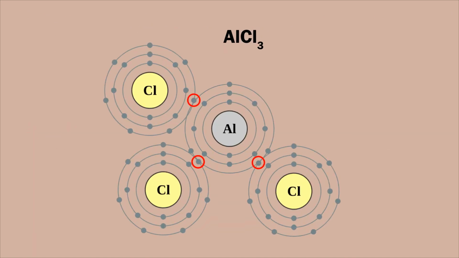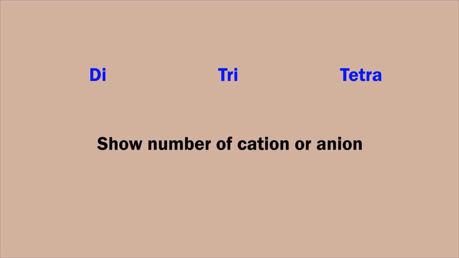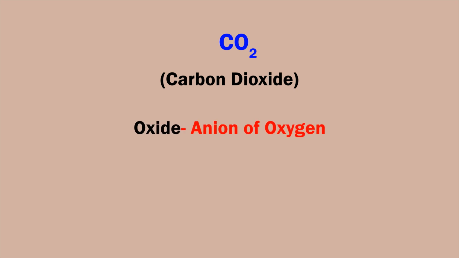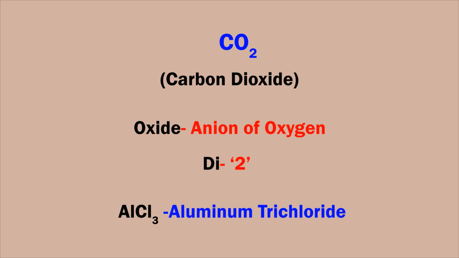Similarly, AlCl3 is called aluminum chloride. Sometimes, the di, tri, tetra prefixes are used to show the number of cations or anions. For example, CO2 is called carbon dioxide. Oxide is the anion of oxygen and di is used to show 2 atoms of oxygen. AlCl3 can also be called aluminum trichloride.